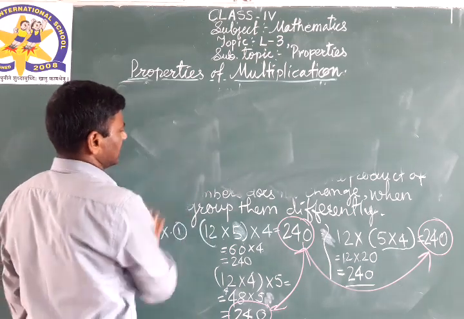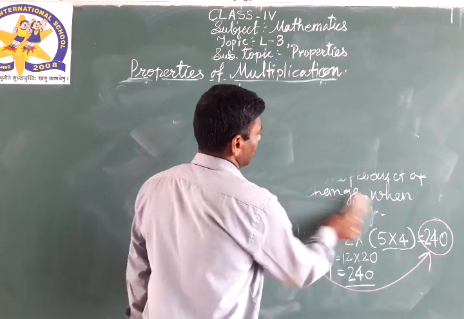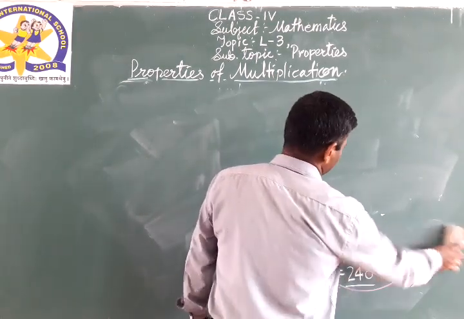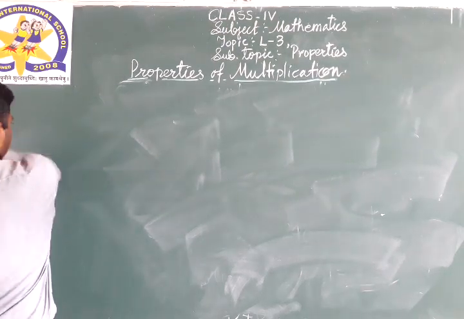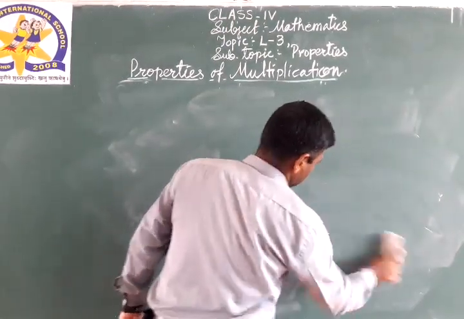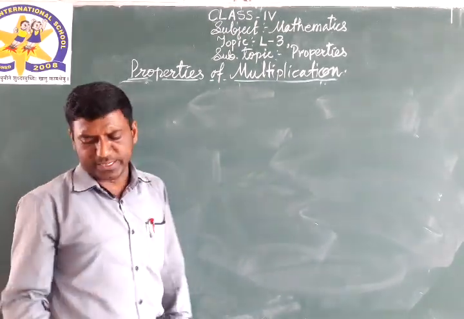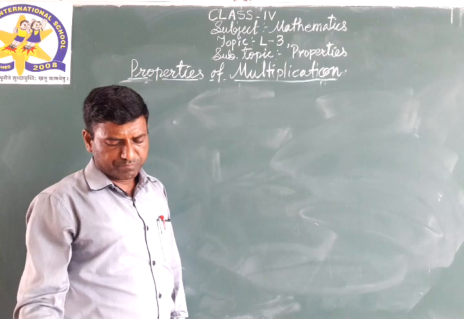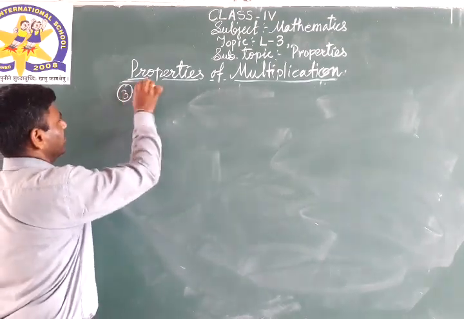See, depend on these properties. Next exercise is that. So, learn the property, understand well. Otherwise, you will not be able to solve the exercise. Depend on the properties. Understand? Okay. Now, next property, property of 1. Third property.